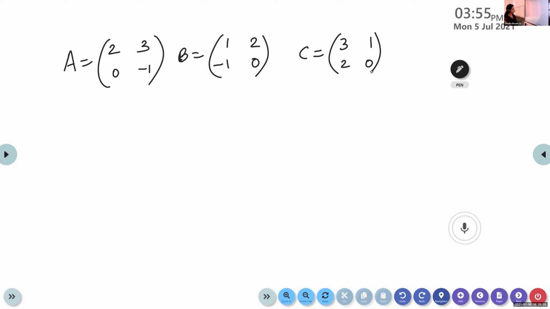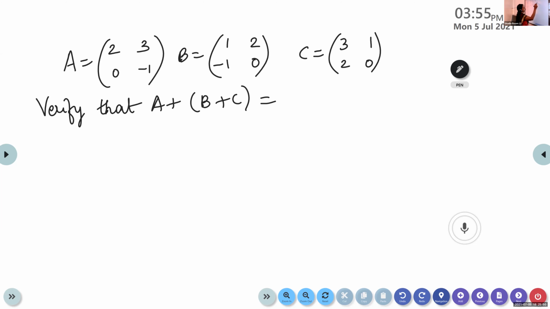A is equal to matrix 2, 3, 0, minus 1. B is 1, 2, minus 1, 0. C is 3, 1, 2, 0. Verify that A plus B plus C is equal to A plus B plus C.